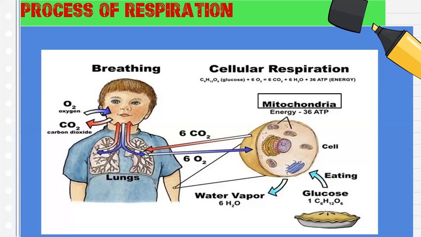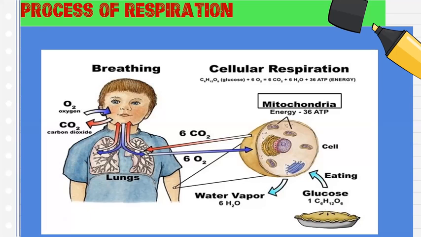All cells in our body need oxygen to produce energy. When the cells produce energy, however, carbon dioxide is also produced. We get oxygen by breathing in fresh air and remove carbon dioxide from the body by breathing out stale air.